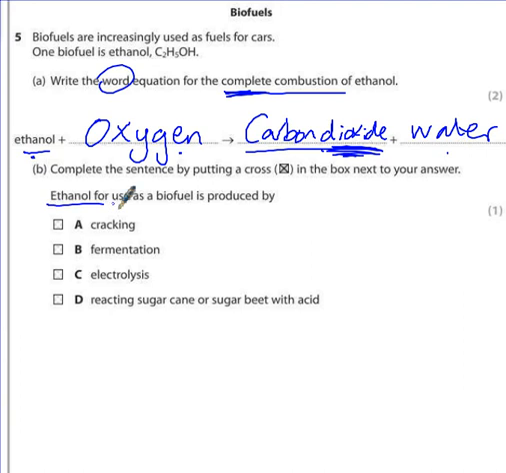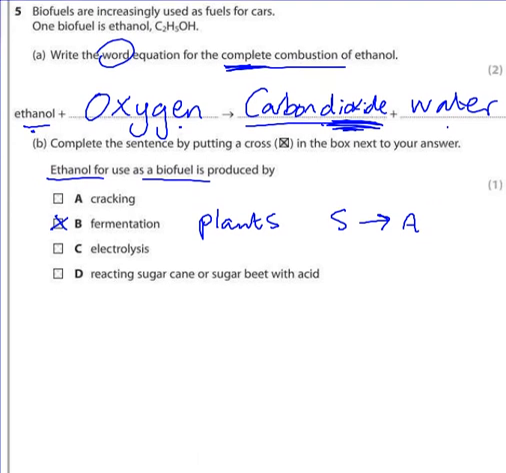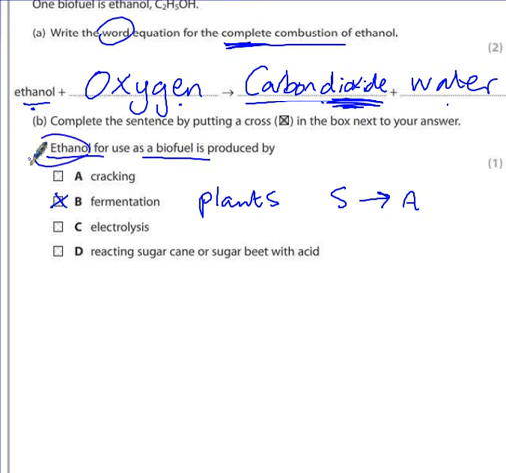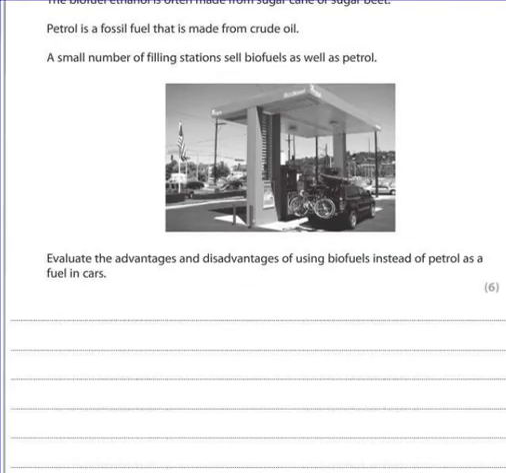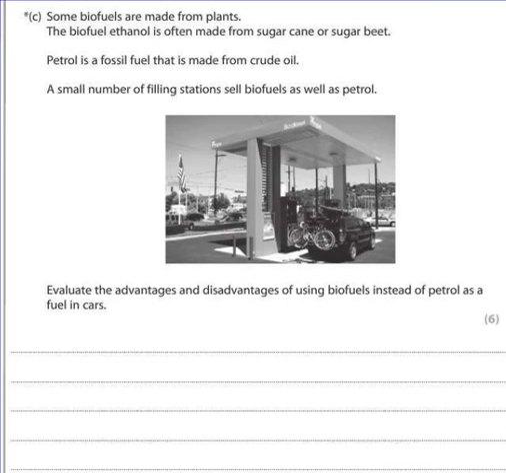Ethanol is used as a biofuel and it's produced by fermentation. So think about plants. Fermentation is where sugar turns to alcohol. So there we get our ethanol, which is a kind of biofuel. Easy enough so far. Let's carry on with question 5. We're going to get to a 6-mark question, and here it is. If it's well communicated, that asterisk means that we'll get that 6 mark.